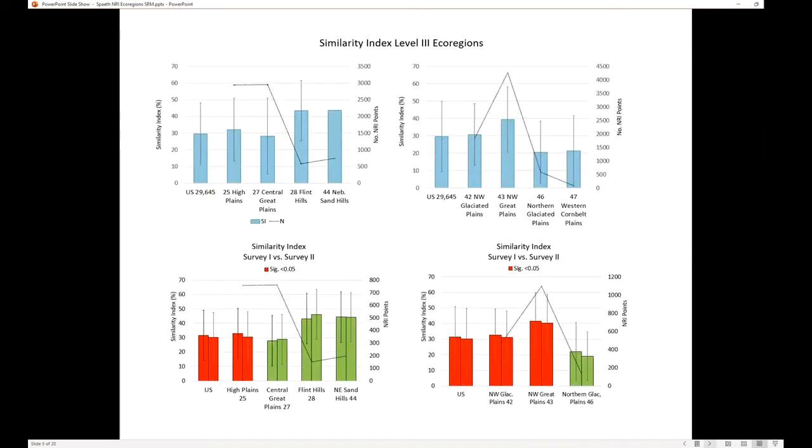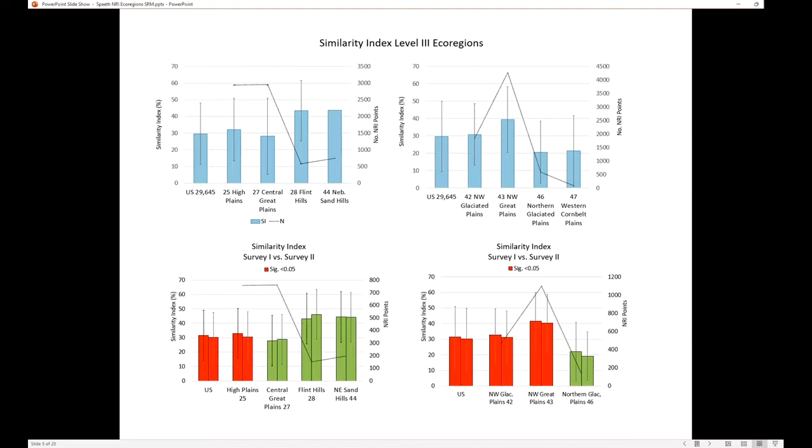So for example, with the Similarity Index, there are 4 ecoregions here, basically in the central Great Plains. The upper left is the average Similarity Index for the whole US based on 29,600 points, which is almost 30%. And then you can see the comparison of these various ecoregions. Note that the Flint Hills and the Nebraska Sandhills are above 40%.